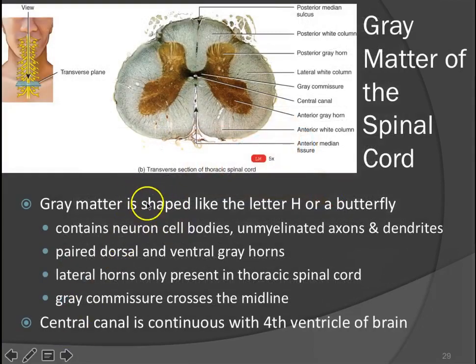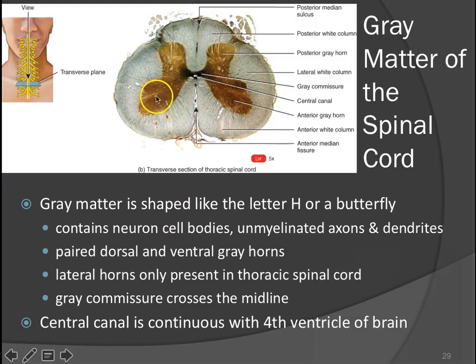All right. So when we take a look at the gray matter of the spinal cord, it's gray because it doesn't have any myelin. Things that do not contain myelin are neuronal cell bodies, unmyelinated axons, and dendrites, which never have myelin in them. So this butterfly-shaped region is all gray matter, so it's one of those three things.